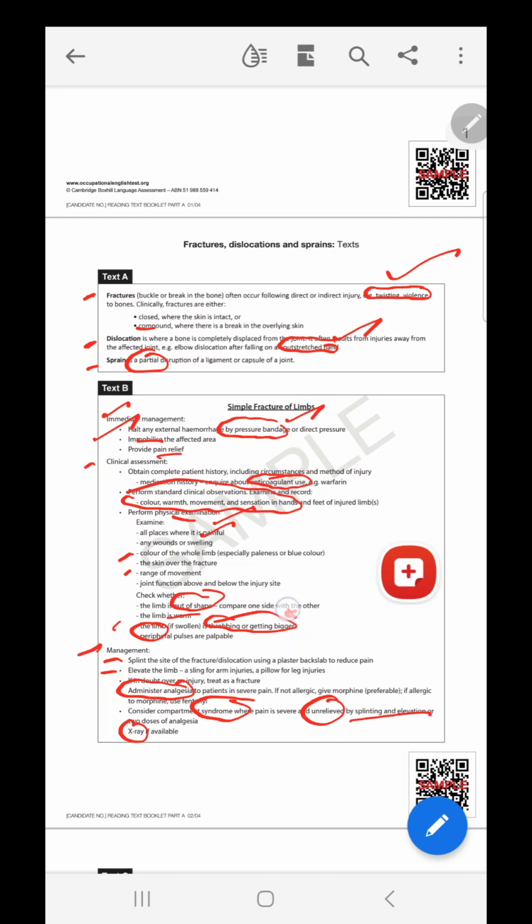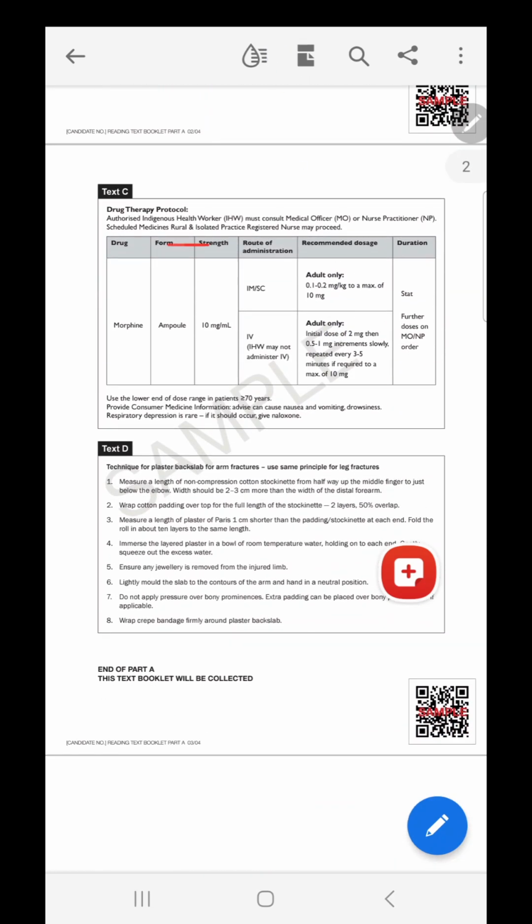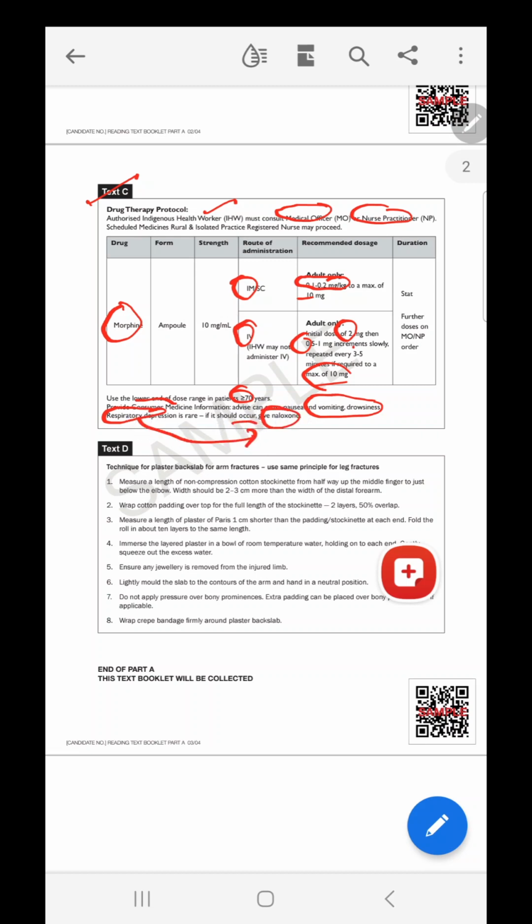So even we can differentiate the words from each other if you can. Afterward we can see that text C, it's about the drug therapy protocol, and only authorized healthcare workers such as medical officer and the nurse practitioner can administer the drugs. We have morphine, we have 2 routes, the dosage being mentioned. Just mention the keywords. Okay, lower end of dosage is 70 years, and vomiting and drowsiness, respiratory depression, or give naloxone for that. Now this is smart reading: for respiratory depression we can go for naloxone.